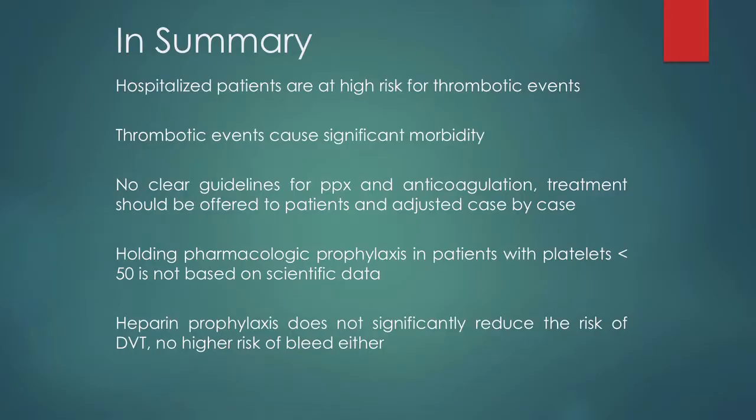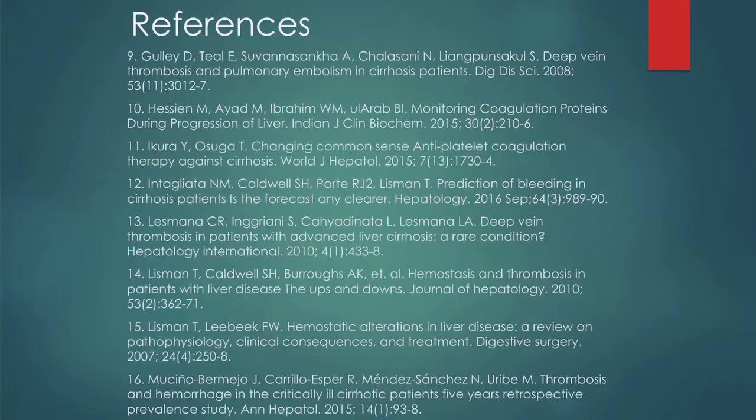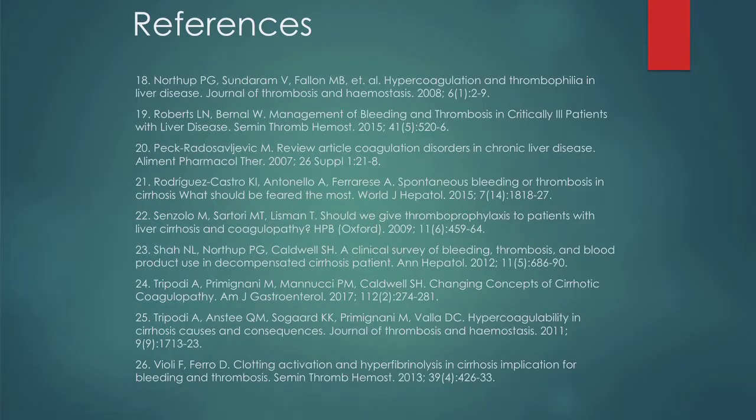And then holding pharmacological prophylaxis in patients with platelets less than 50, that's just a random number. We've read it in papers, or we think, oh, well, platelets are less than 50, we shouldn't be giving heparin. That is not based on science. A lot of the studies have mentioned that this is just a belief, or maybe physicians feel more confident about it, but it's not based on science at all. There's nothing to support this statement. Heparin prophylaxis does not significantly reduce the risk of DVT, but there was a trend, and maybe larger studies are needed to prove that it's significant. We don't know. These are all my references, and that's it.